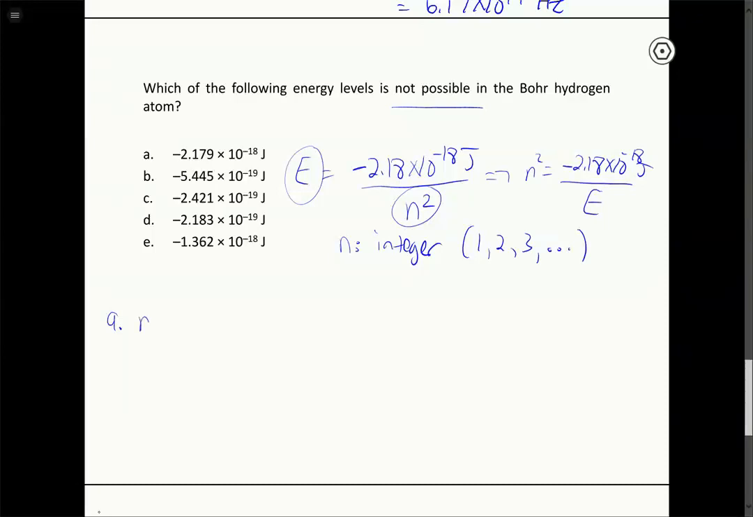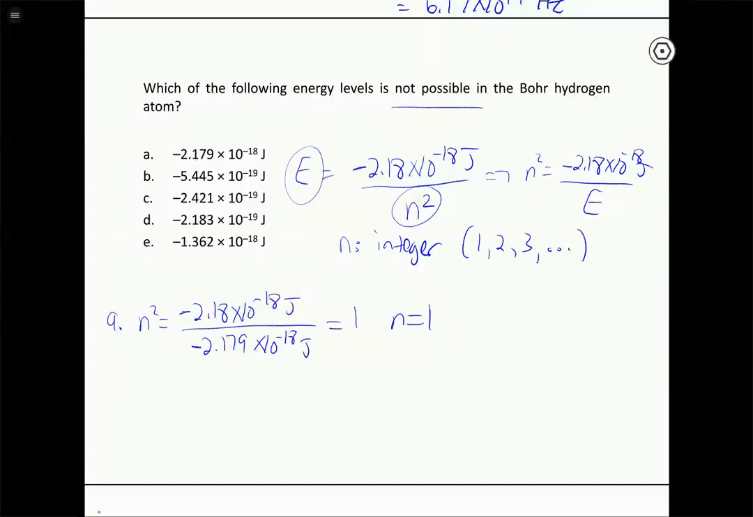So for A, n squared equals, and then the given energy level is still that same thing. So n equals 1 for choice A. This would be the ground state energy level for hydrogen. So this is a possible value. This is the ground state value. So this one's okay.